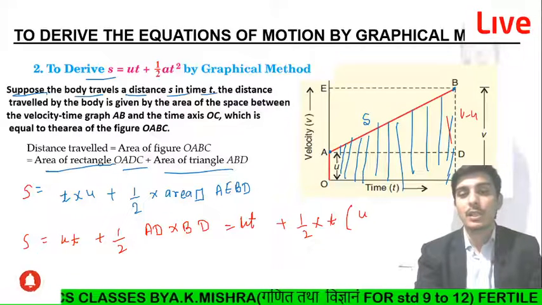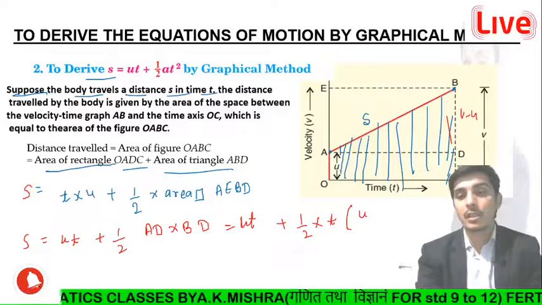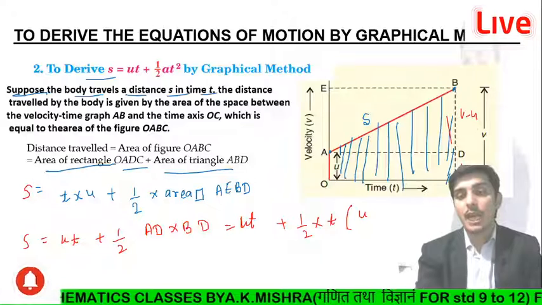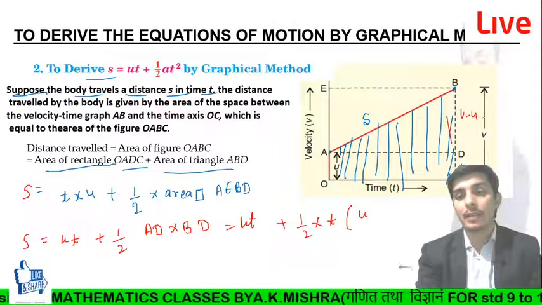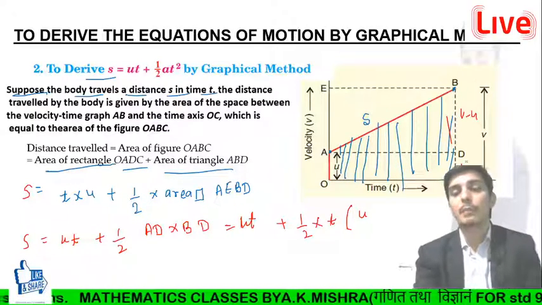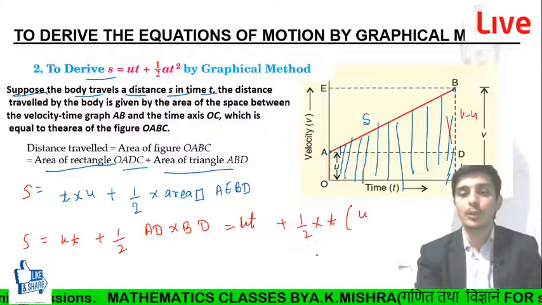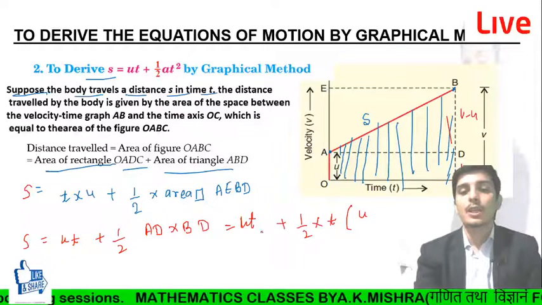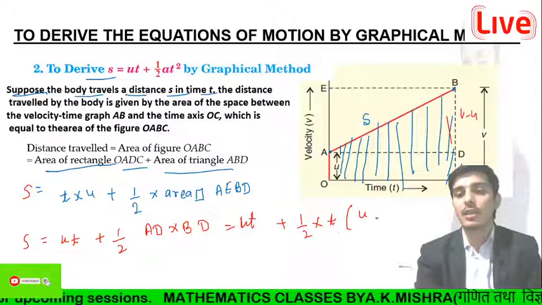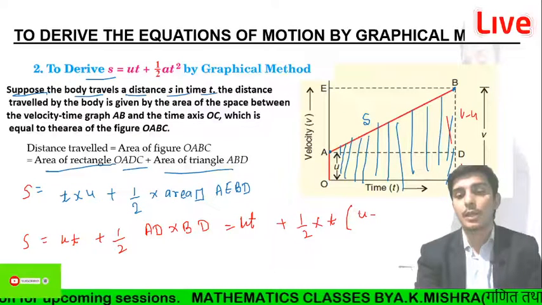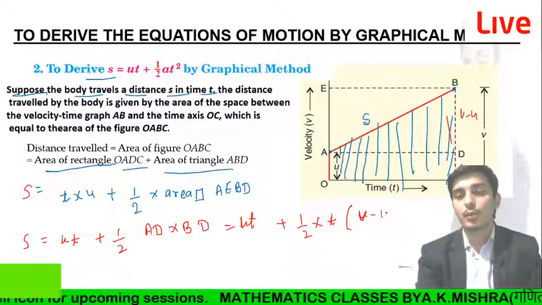Why? Because this distance is u and this is v, so after subtracting the parts we get the BD value. So we can write ut plus half t into v minus u. Okay, v minus u, right?